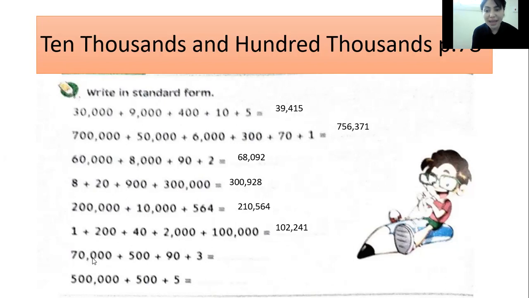Here I have 70,593. Do I have a number of 5 digits? Yes. So the biggest number here is 5 digits. Do I have 4 digits? No. So it will be 0. Do I have 3 digits? Yes. So it will not be 0. Okay. So I completed 70,593. 500,000 plus 500 plus 5. What is the biggest number? 6 digits. Do I have 5 digits? No. Do I have 4 digits? No. So it will be 0 as it is, and I will write 505.